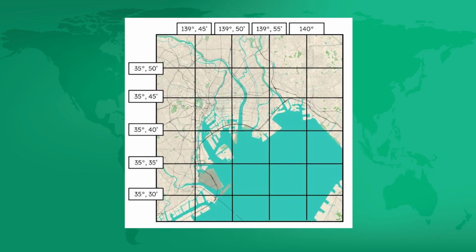Let's see. The Tokyo Railway Station is located at 35 degrees and 40 feet north, and 139 degrees and 45 feet east. Those two lines intersect here. After plotting all of the coordinates, I noticed that most of the industrial and transportation centers are located along Tokyo's coastline. That makes total sense because Tokyo is a major trade hub.